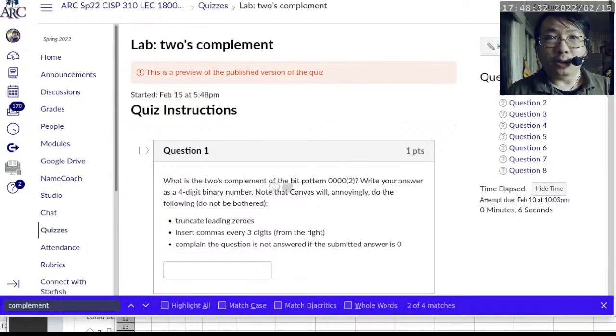What is the 2's complement of the bit pattern 0, 0, 0, 0 in base 2? Write your answer as a 4-bit binary number. Oh, this one is easy. It's basically all zeros. You take the 1's complement of 0, 0, 0, 0, so you end up with 1, 1, 1, 1, and then you add 1 to that. So 1, 1, 1, 1 as a base 2 number plus 1 is 0, 0, 0, 0 with a carry of 1. But we don't record the carry as a part of the sum, and that's why it's just all zeros in this case.